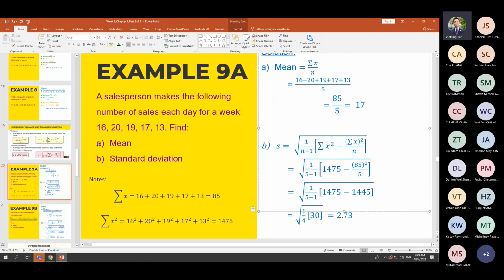Total x squared, in fact, is the total of the data square values. So in this case, it is 16 power 2 plus 20 power 2 plus 19 power 2 plus 17 power 2 plus 13 power 2. So total x squared means the sum of the values squared. Simplify, and you get 1475.